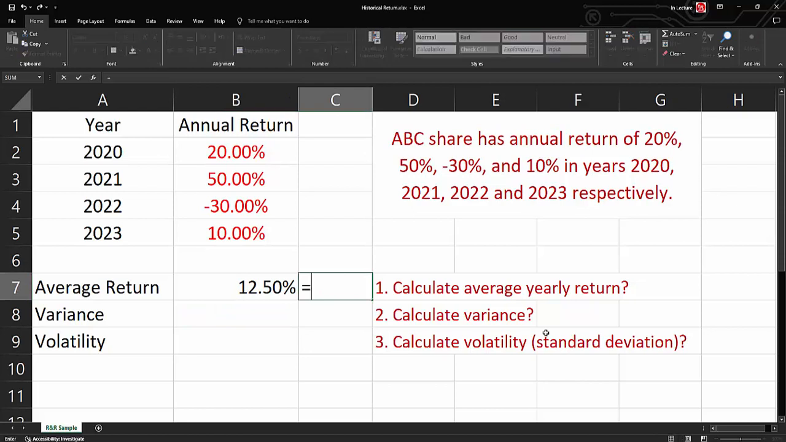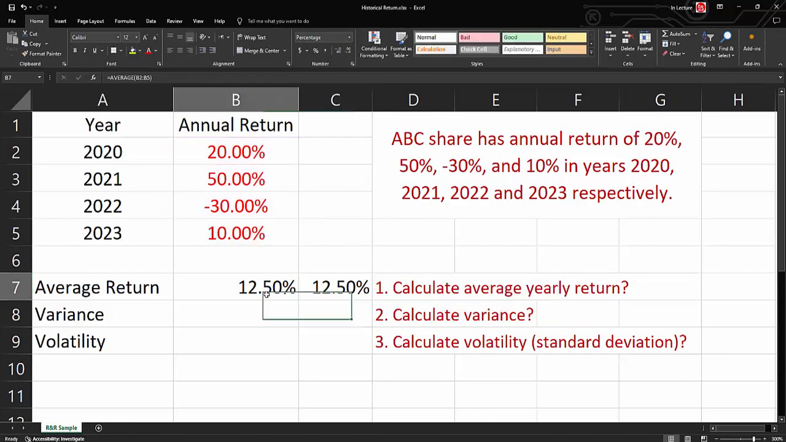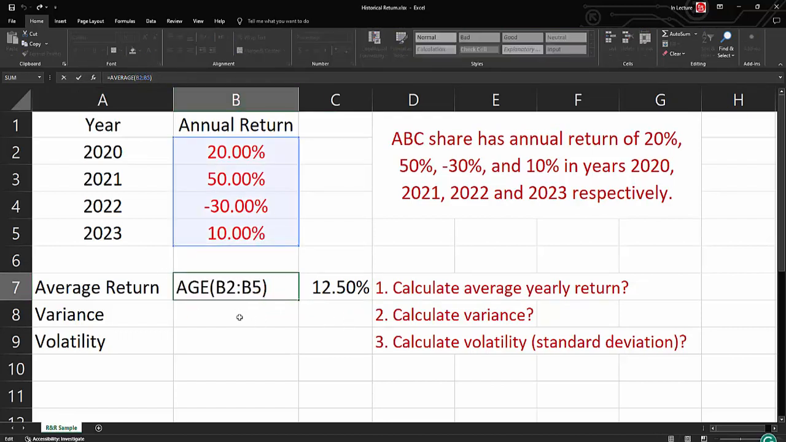What if we would like to write our formula? So our formula is equal to what? Get the summation divided by the number. So you'll get 20% plus 50% plus negative 30% plus 10%, close bracket, divided by the number. So I need to count them. I know here they are 4 observations. Enter. So it will give you exactly the same average return. So it's easier to use the built-in function, which is the average.